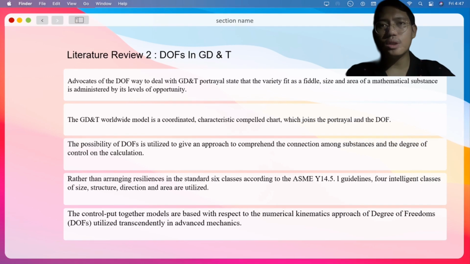Advocates of the DOF way to deal with GD&T representation state that the variety of fit, form, size and location of a mathematical entity is governed by its degrees of freedom. Its coordinate characteristic compares with a joint in a graph. In representation of the DOF, the possibility of DOF is used to give an approach to understand the connection among entities and the degree of control on the geometry. Four logical classes of size, form, orientation and location are used. The control-based models are based on the mathematical kinematics approach. DOF is used predominantly in advanced mechanics.